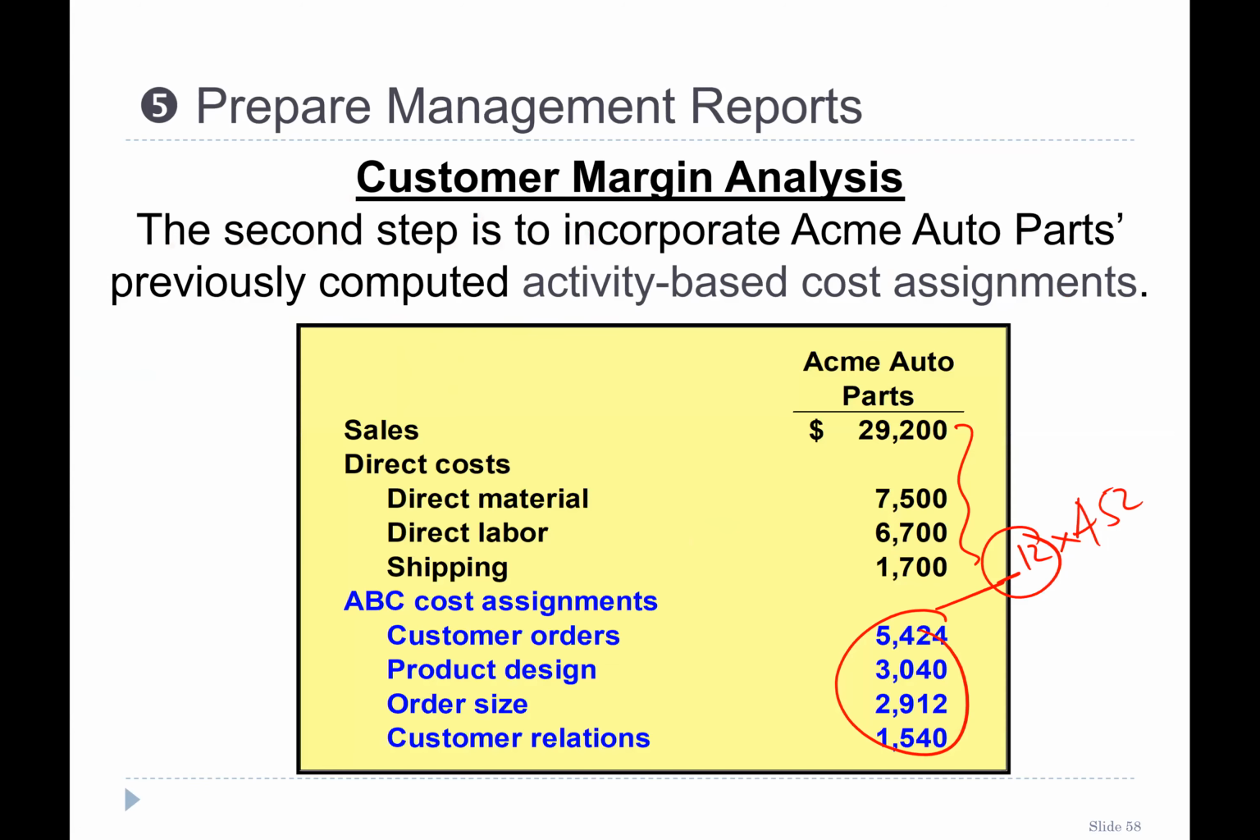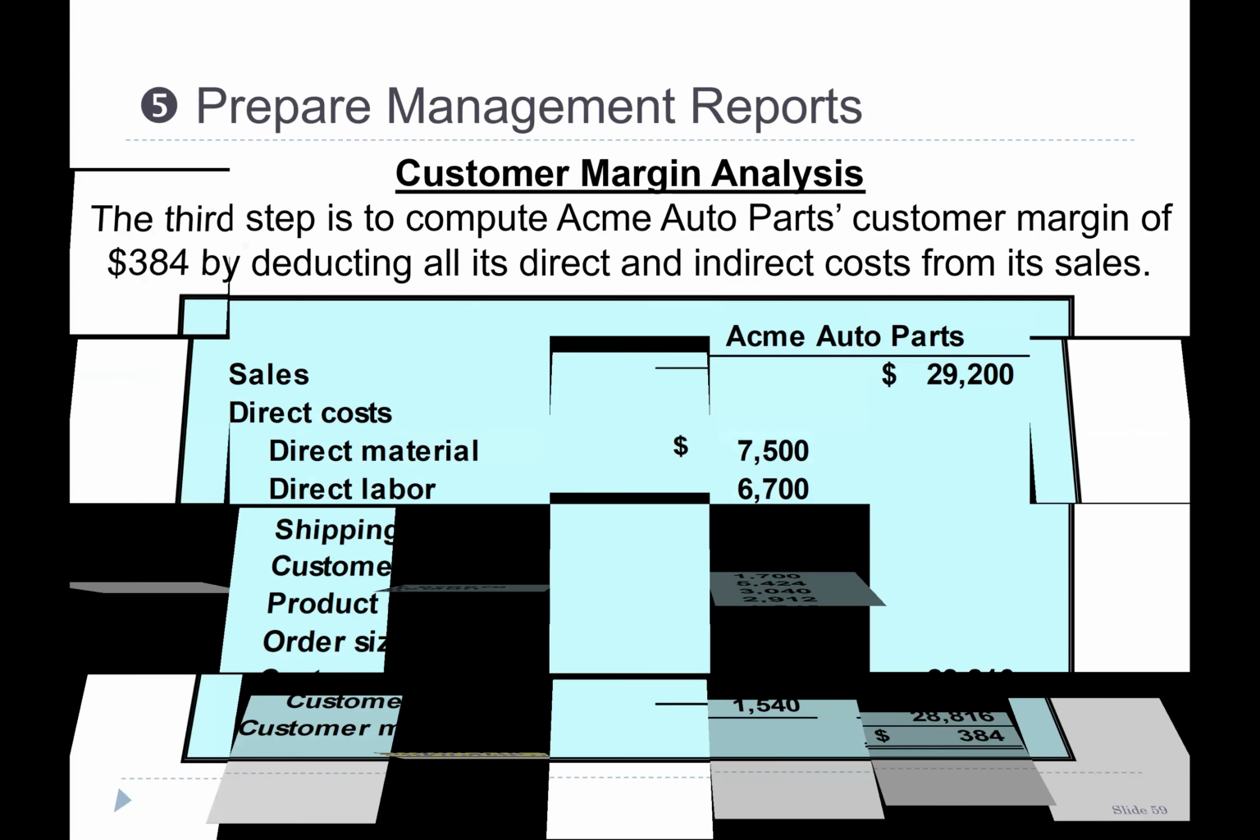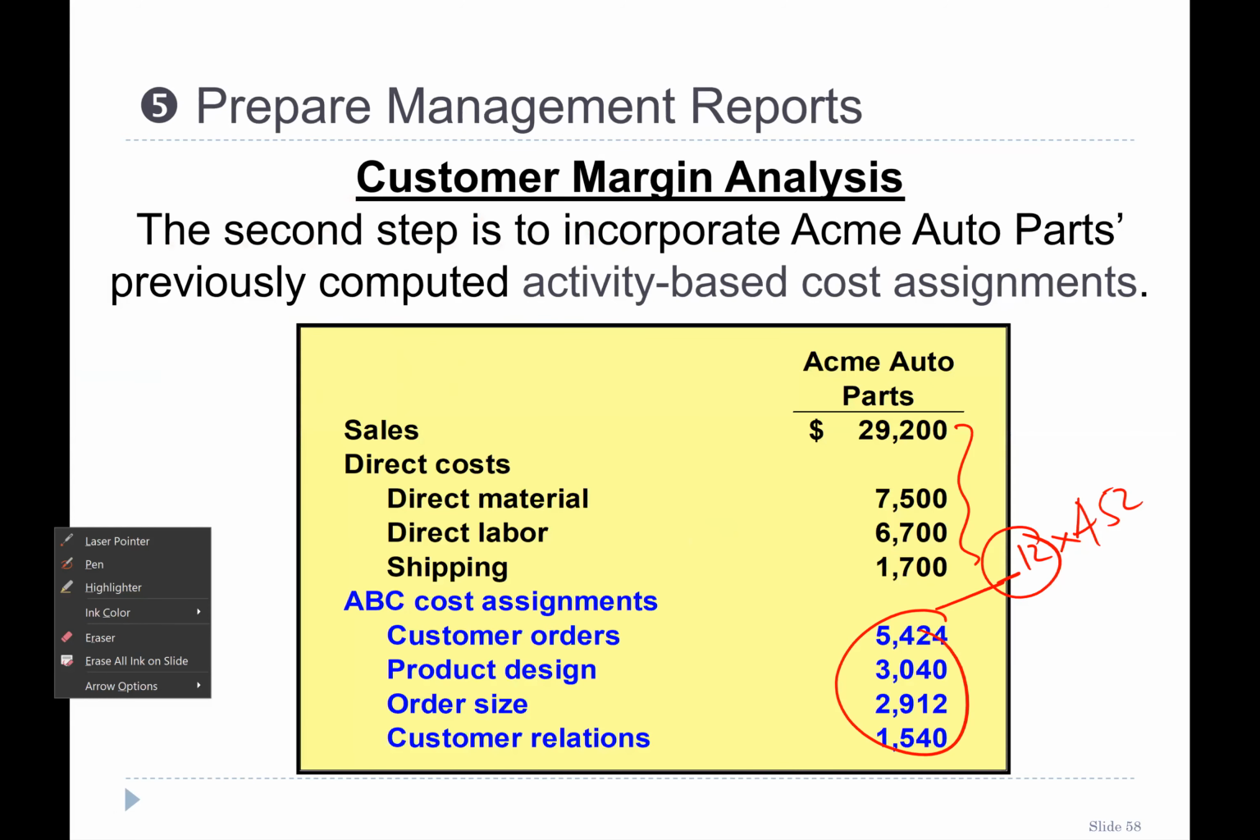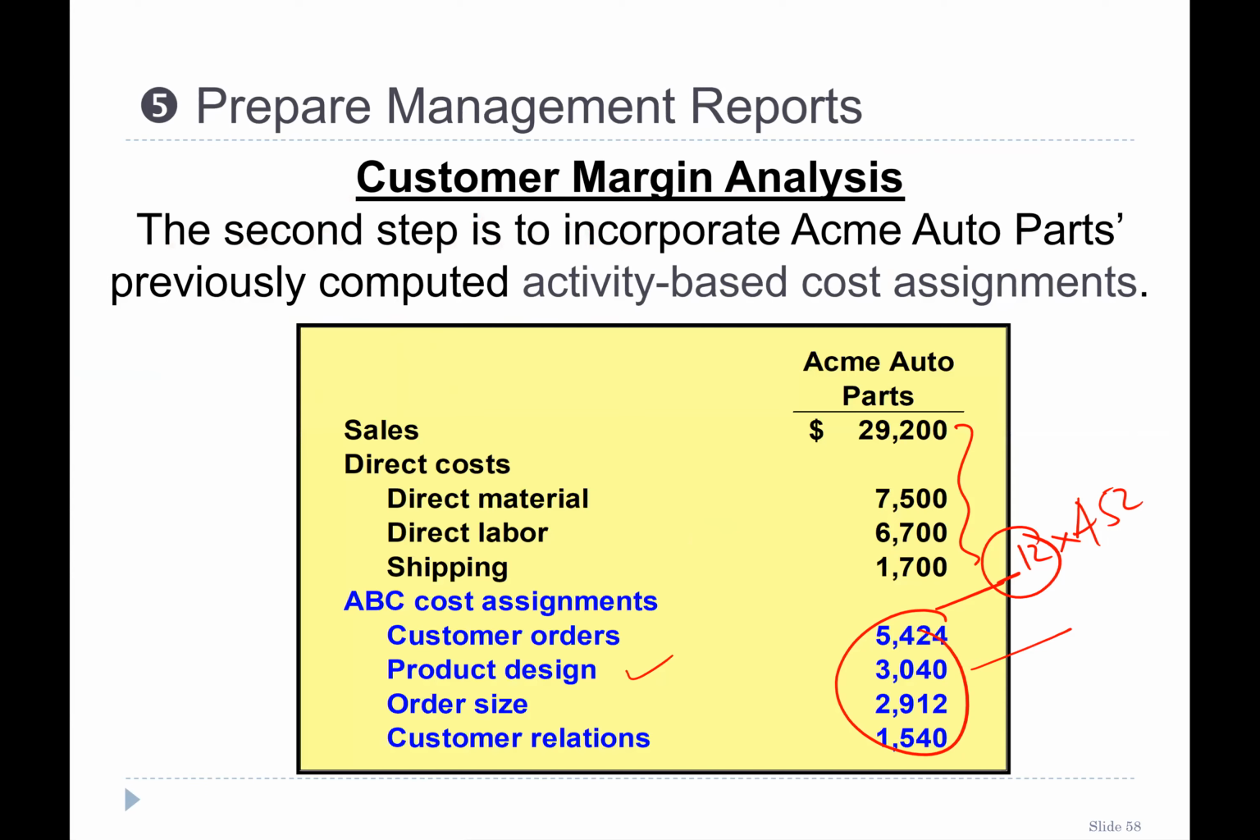5424. Product design. The product design rate is 760, right? And they gave us how many orders? They gave us 4 orders of long life, because short start doesn't need any design changes. 4 orders of long life. So 760 multiplied by 4, answer is 3040.